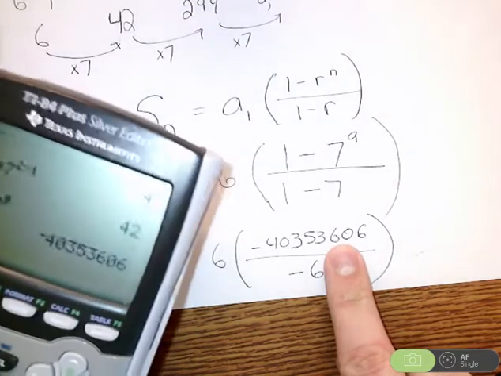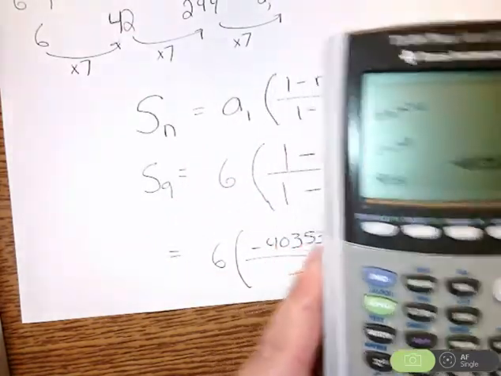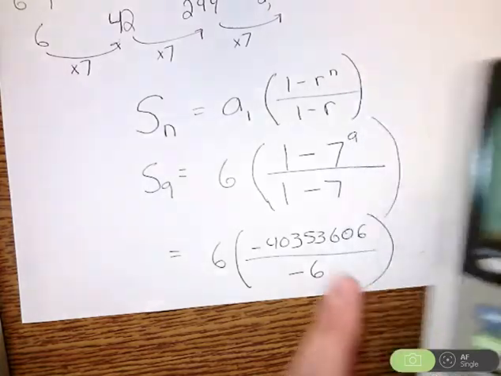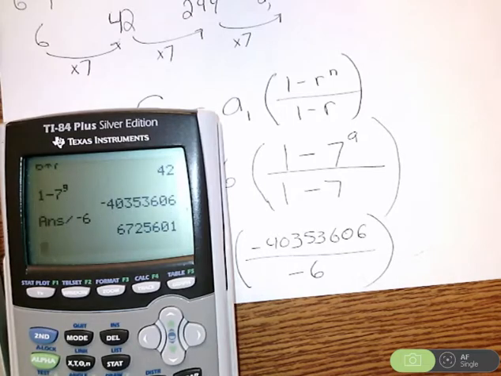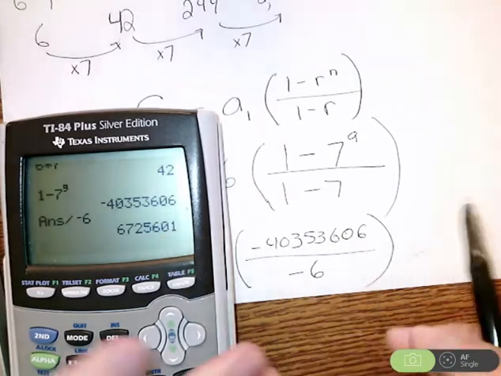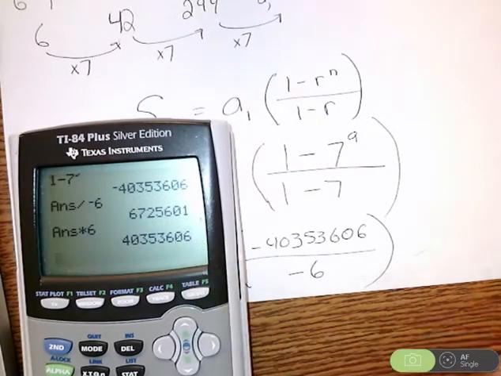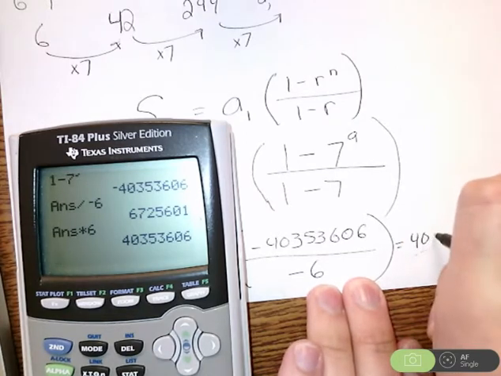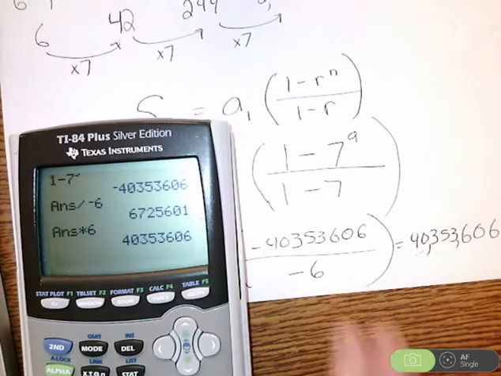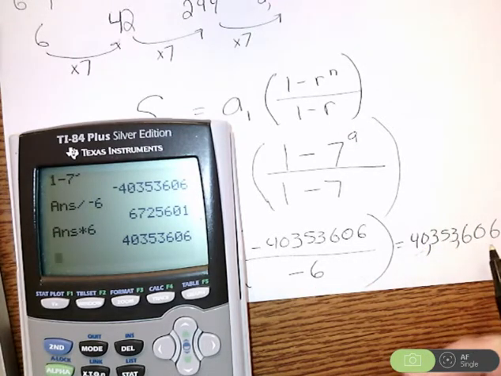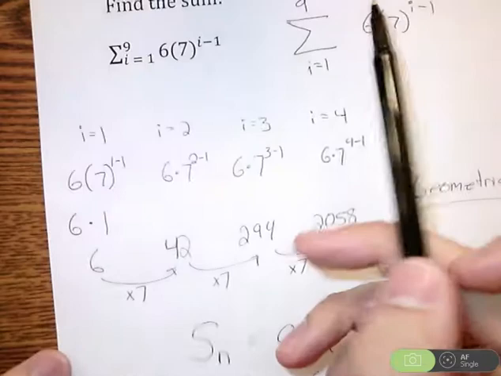So what I'm going to do in my calculator is take that number, which I already have typed in, and divide by negative 6. So I'm doing the inside of the parentheses there. I know this entire parentheses is that number, but I still have to multiply by 6. That is my final answer: 40,353,606. So what I just did there is I figured out the first 9 terms.